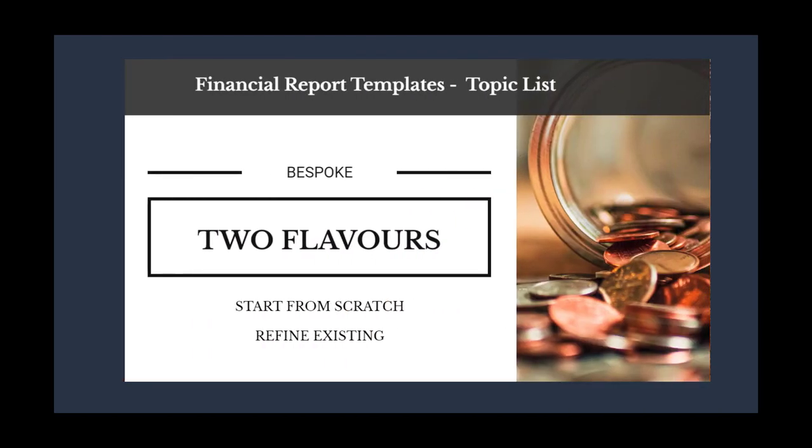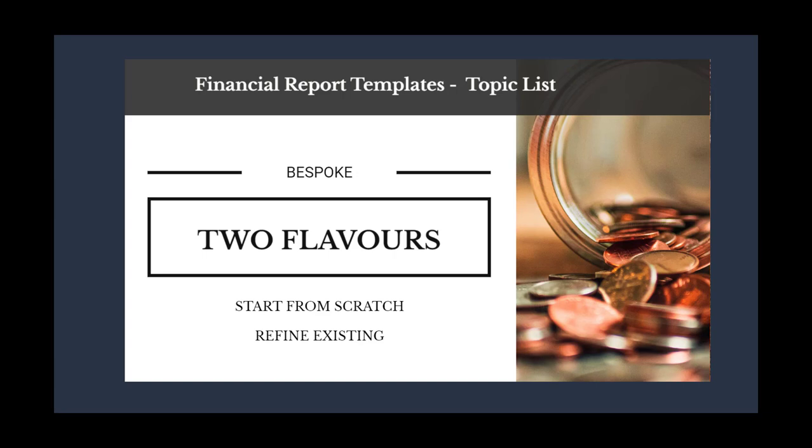In this video we're going to take a look at the two different types of reports that we can create. One of them being a start from scratch report, where we have a blank sheet and we start adding our GL accounts to our own taste. This is especially useful where we're doing a very small report with not too many GL accounts in it.